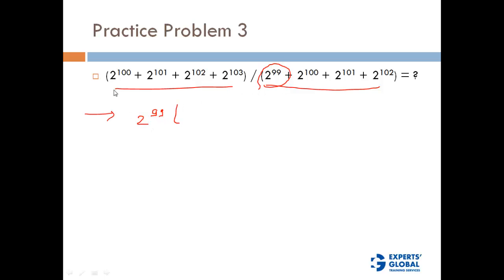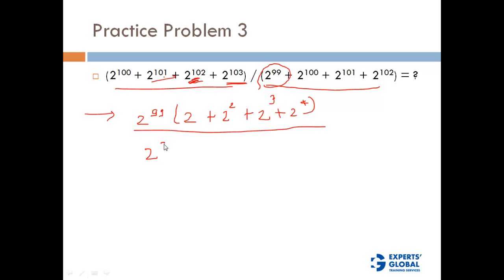2 raised to 99. What is 2 raised to 100? 2 raised to 100 is 2 raised to 99 into 2 raised to 1, which is 2. 2 raised to 101, if you take 2 raised to 99 outside, you'll get 2 raised to 2. Similarly, from here if you take 2 raised to 99 outside, you'll get 2 raised to 3. From here you will get 2 raised to 4. So this is what we get in the numerator. In the denominator, if you take 2 raised to 99 outside, we get 1 plus 2 plus 2 raised to 2 plus 2 raised to 3. Correct? 2 raised to 99 gets cancelled.